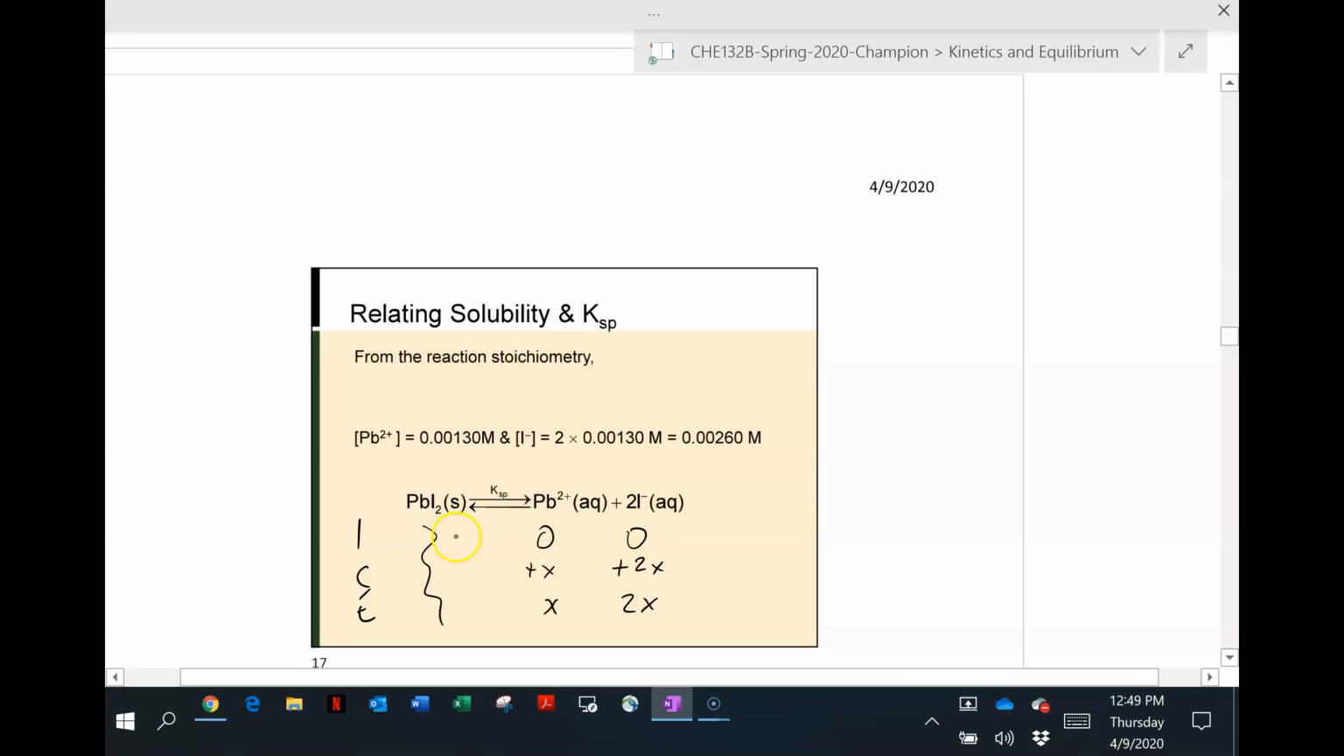The amount of PbI2, if we'd started out with this and put a change here, we would have put minus x. That x is the molar solubility. So from that we figure out that this must be 0.0013 for this one, so that shows up there, and that this must be 2 times that, or 0.0026, which shows up right here. Okay, so there's an ICE chart behind this thinking.